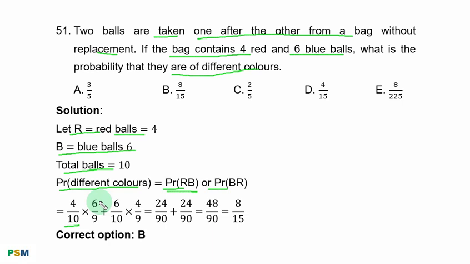The first ball picked was not replaced, so you are left with 9, plus or means addition. You come here, at this point you have 6 blue balls in the bag over total of 10 times red balls 4 over 9. When you simplify, you have these results. If you add the like fractions, you have 48 over 90, which reduces to 8 over 15. The correct option is B.